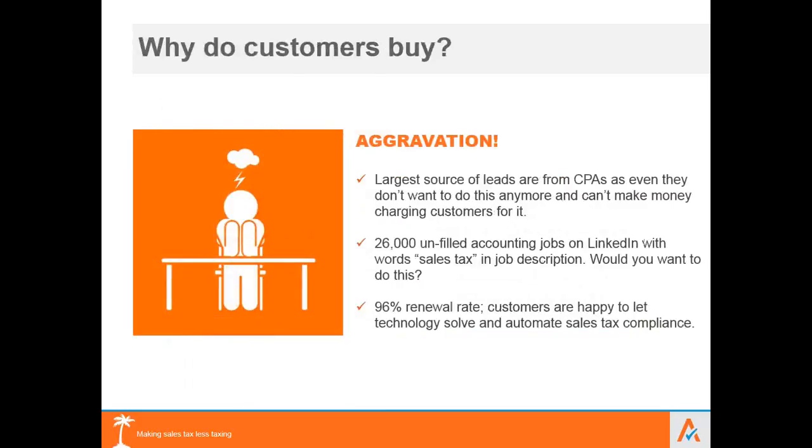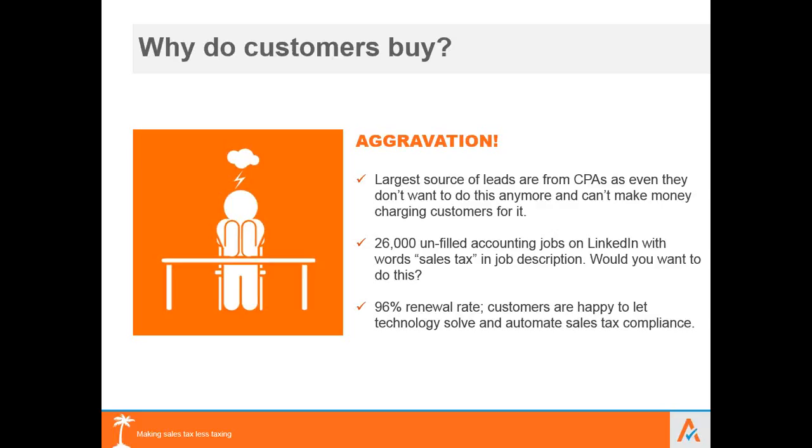All right, another reason why customers buy, and this is a big one, is aggravation. The largest source of leads that we receive are actually from CPAs. They don't even want to do this anymore, and they can't make much money from charging their customers for it. This is a fun fact: if you look on LinkedIn, there are 26,000 plus unfilled accounting jobs with the words sales tax in the job description. Seems like nobody really wants to do this.